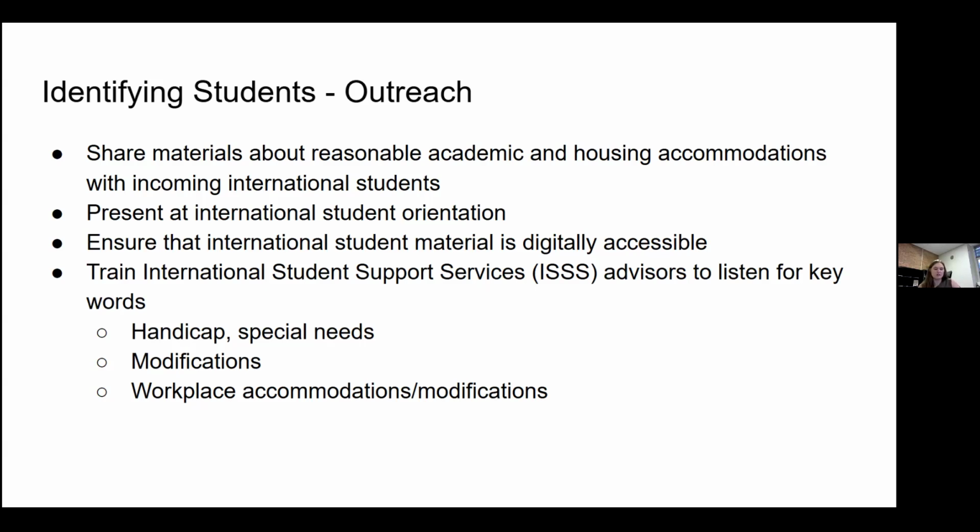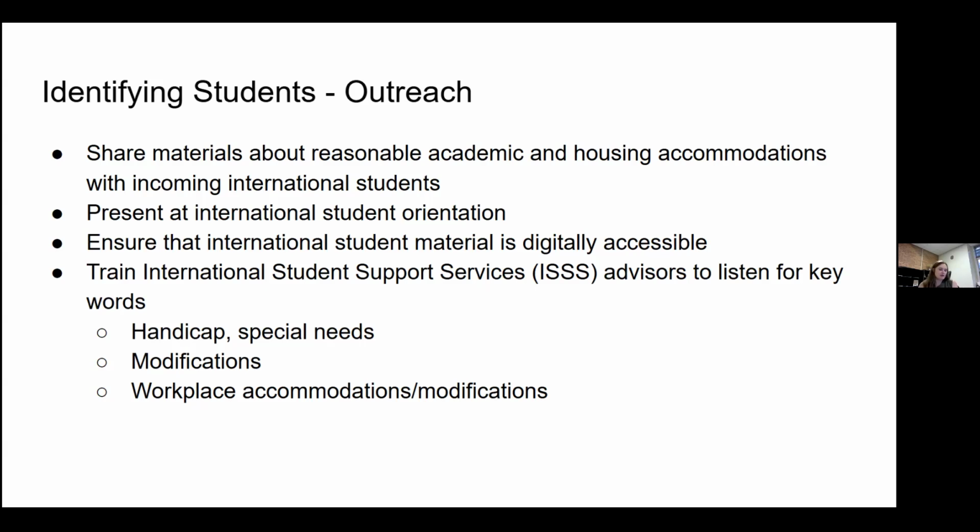One is sharing all of our printed materials and digital materials with the International Center for academic accommodations and housing accommodations, so that students can receive that information as they are coming into school, as they are thinking about Mizzou, and so the international staff have it on hand for any student that comes into their office.